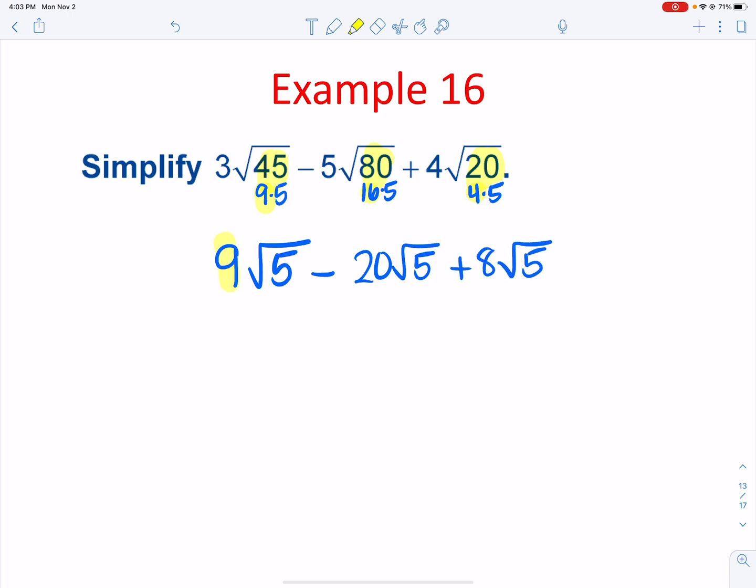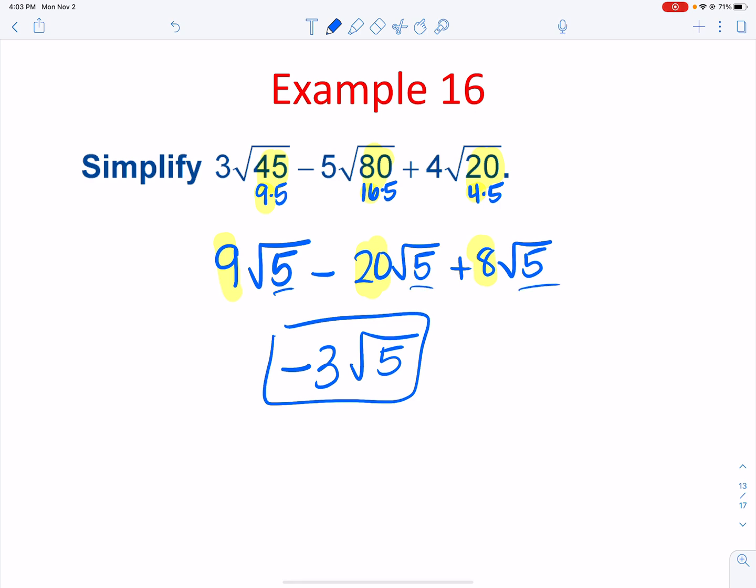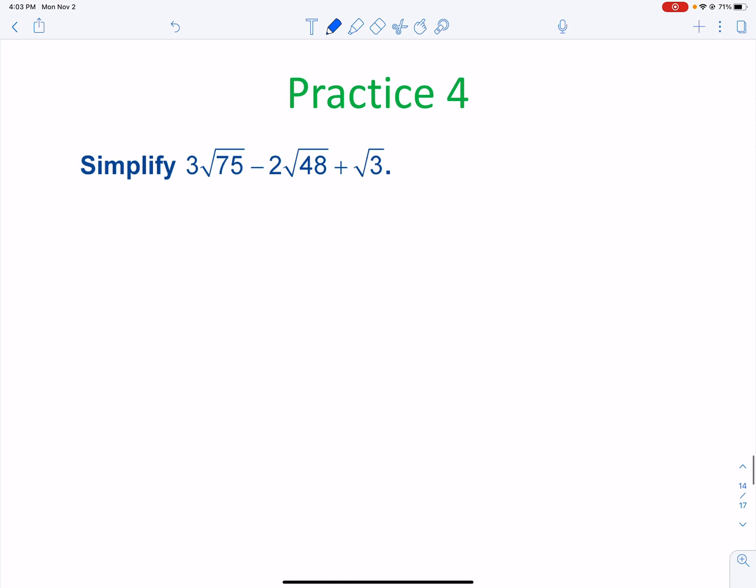Now they are like terms, so 9 minus 20 is a negative 11, plus 8. Negative 11 plus 8 is a negative 3, so my answer is a negative 3 root 5. So if my radicals are the same, I can combine them. Okay, so try this one.